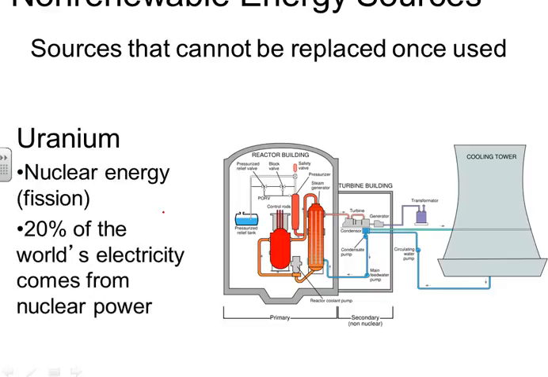So nuclear energy in the form of fission, which supplies 20% of the world's electricity, more in some places than others. We used to use a lot, and we seem to be moving back in that direction in the United States. France is probably the world's leader in nuclear energy use for domestic use.